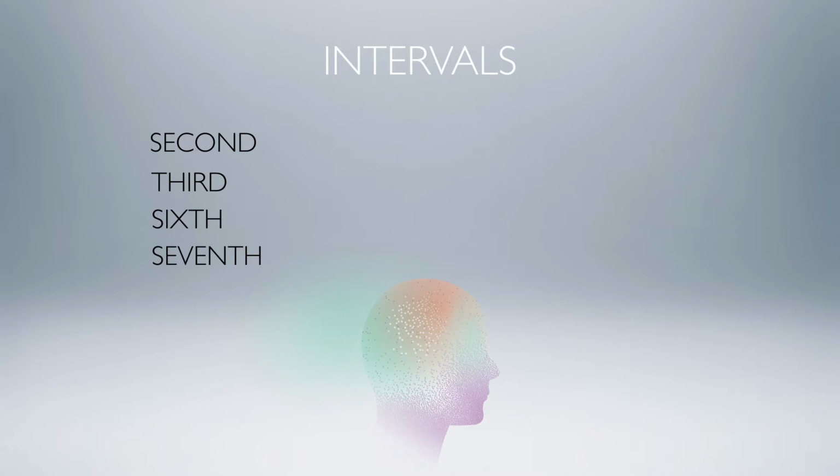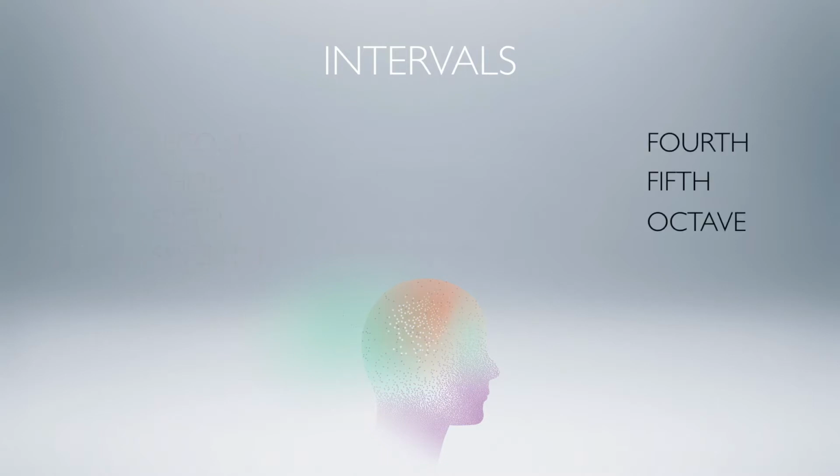The first group contains the second, the third, the sixth, and the seventh. We have already seen that all of these intervals can be qualified major or minor. The second group is made up of the intervals octave, fifth, and fourth. These intervals can be neither major nor minor. We call these perfect. In current usage, when we talk about a fifth, a fourth, and octave intervals, what we really mean is perfect fifth, perfect fourth, and perfect octave.